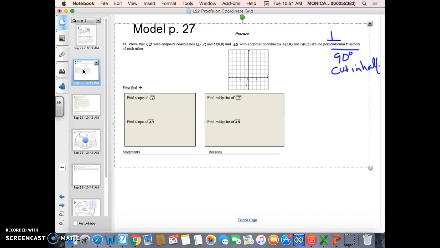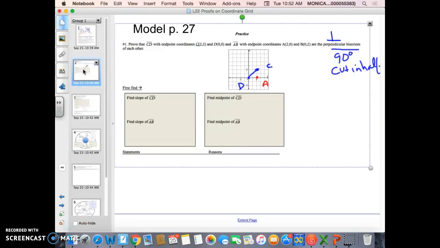So the first thing you're going to do is you are going to plot the points. So (2, 2) is here, and (0, 0) is here. So this is C and D, and then I'm going to plot the points for A, which is at (2, 0).